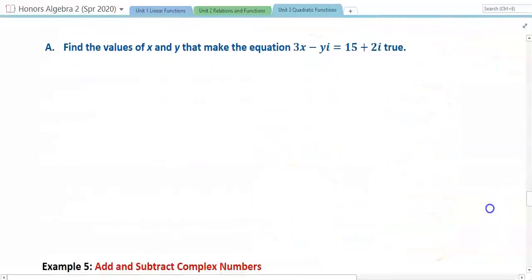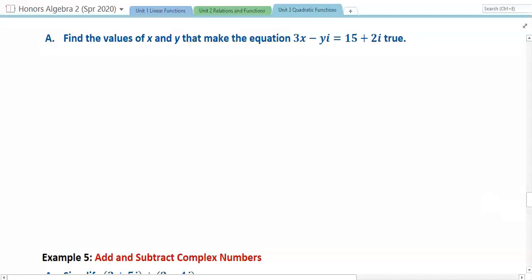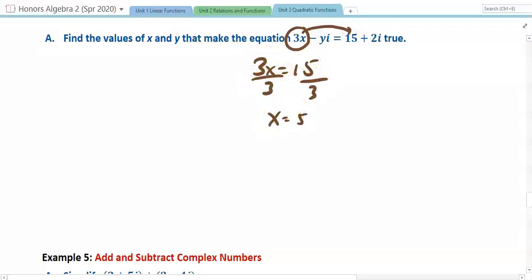So try this next example. 3x minus yi is equal to 15 plus 2i. Pause the video here. And so when we look at this problem, we get 3x pairing with the 15, so 3x equals 15. So we divide by the 3, and x is equal to 5. And now we look at the i. And so let's look at the imaginary portion. It's negative yi.